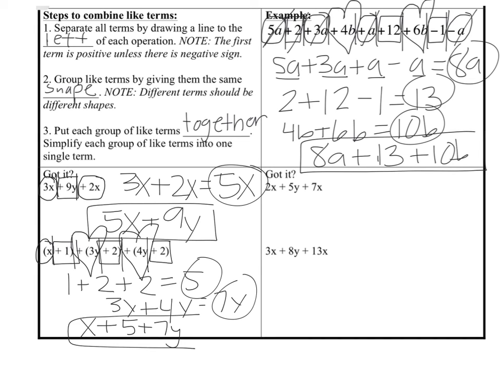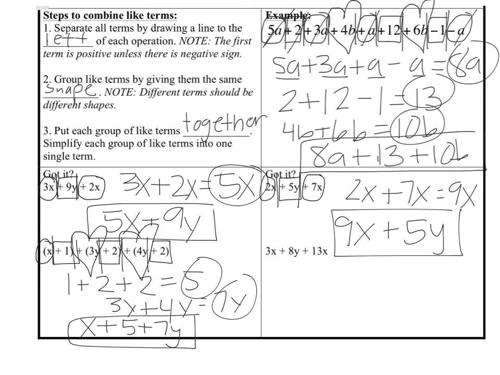All right, next we're going to draw our lines to the left of the operations. So I have 2x, I'm going to give that a circle. I have another term with an x, and then I'll give my term with a y a square. So 2x plus 7x will give me 9x. And then my 5y is by itself, so there's nothing to put it together with. So I have 9x plus 5y.